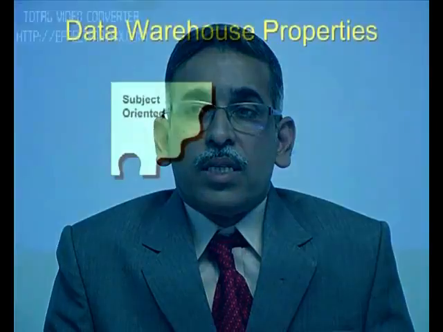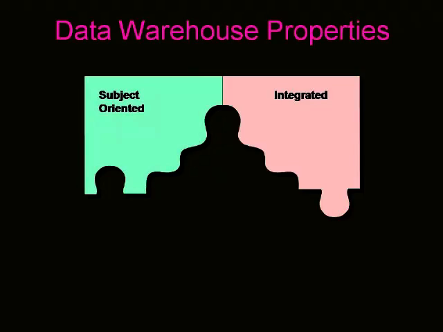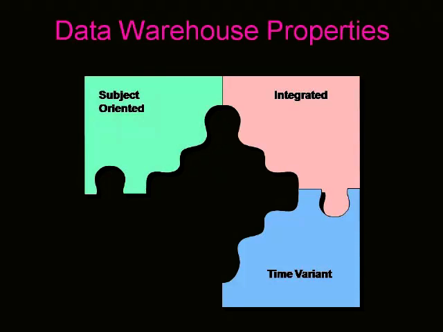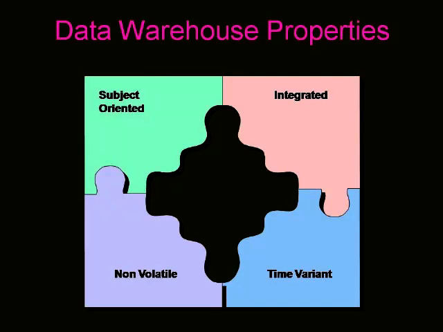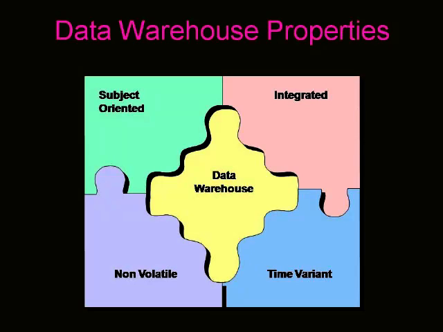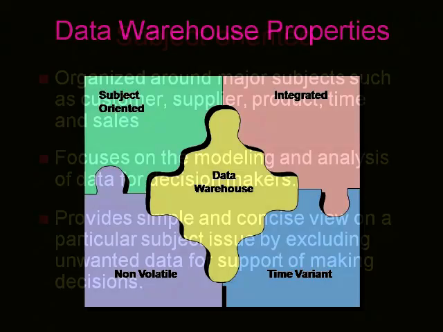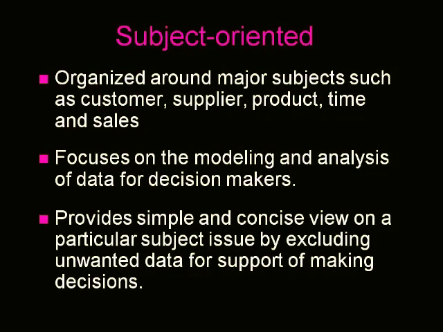A data warehouse is associated with four properties. They are subject oriented, integrated, time variant, and non-volatile collection of data in support of management to make effective decisions. So what is subject oriented? Here the data to the data warehouse can come either from some internal data sources or from an external data source.